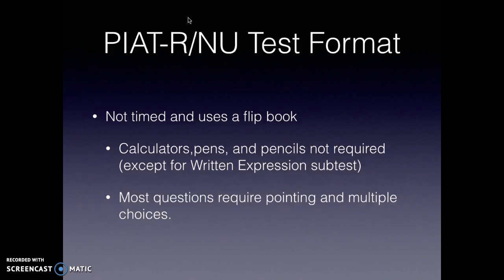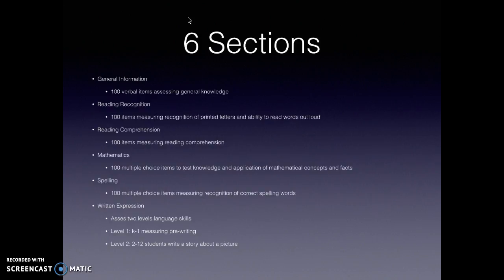The testing format. So the Peabody Individual Achievement Test Revised Normative Update, which is the current version that we use, is not timed and uses a flipbook. This test, however, does not require calculators, pens, and pencils throughout it. The only part it does need a pencil, or a pen, is the written expression subtest. Outside that, most questions require just the student to point. There's multiple choices and verbal cues.